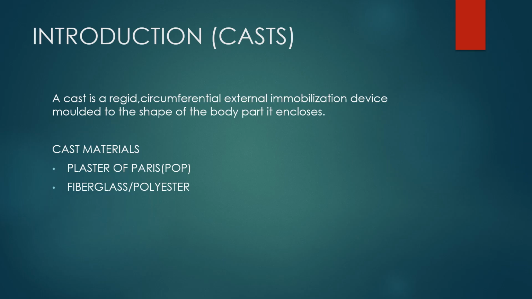So cast materials. Casts are named or classified based on the material used in making this device. So you have the plaster of Paris, which is the POP. So that will give you a plaster cast. Then we have the fiberglass or polyester, which will give you what? A fiberglass cast.